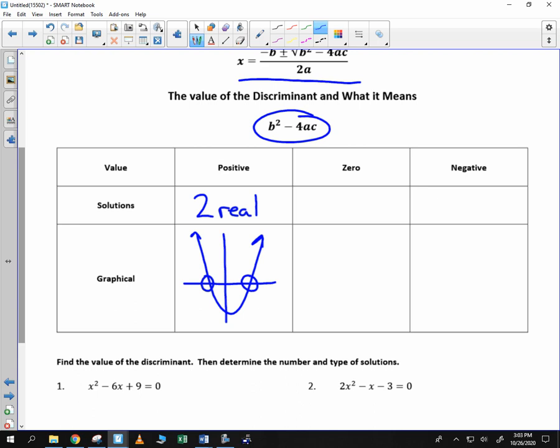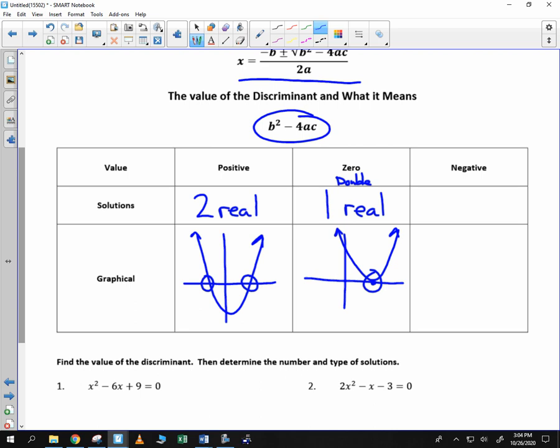If the value of the discriminant is 0, that means that there's one real solution. We call it a double solution, a double root. And that means that it just barely touches the x-axis and then goes back up at one spot. So that would be your solution.